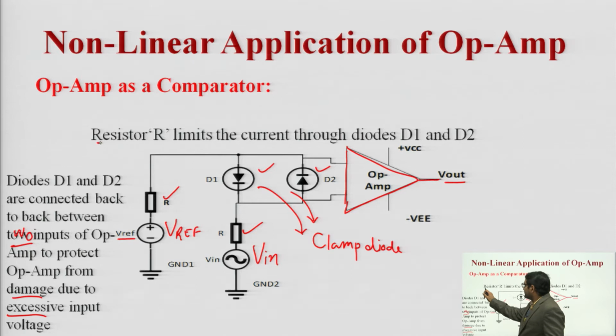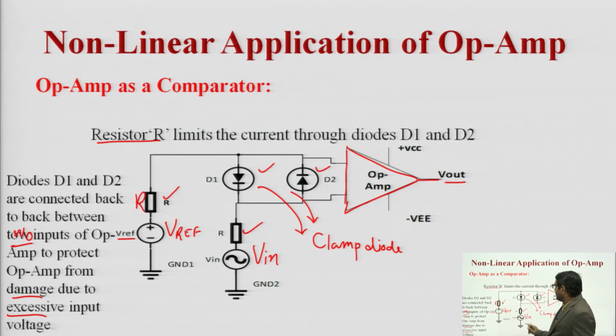What is the role of resistor R? Here is the resistor R, and it limits the current through the diodes D 1 and D 2.